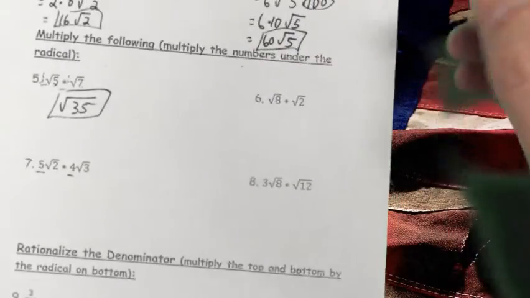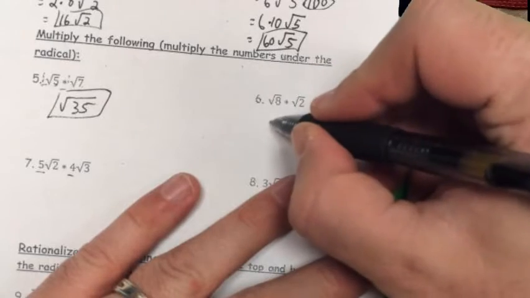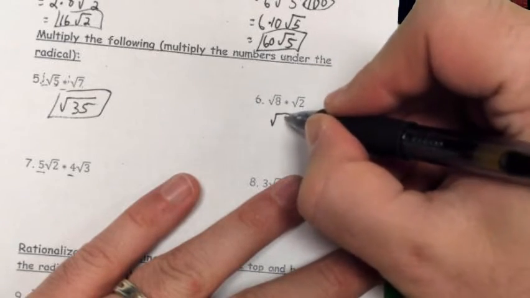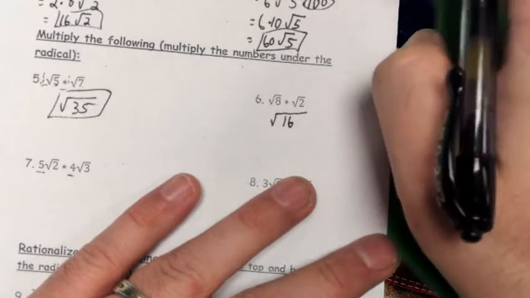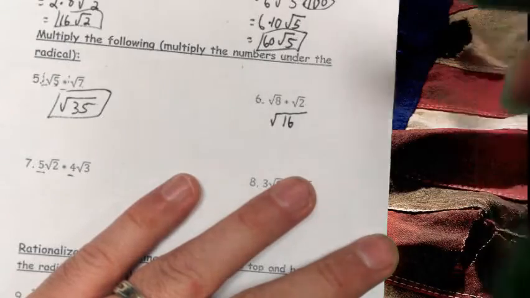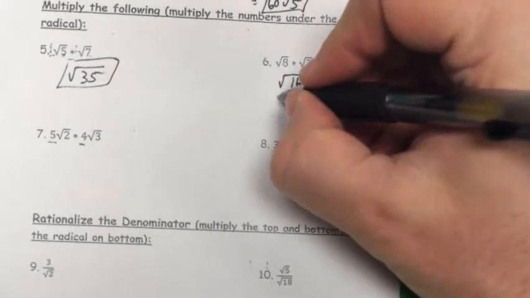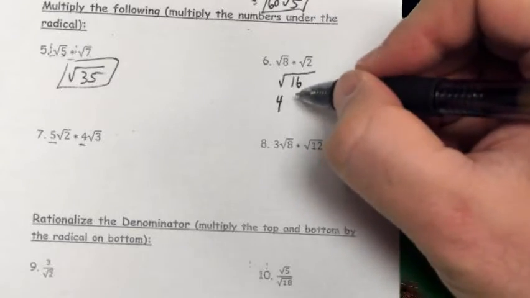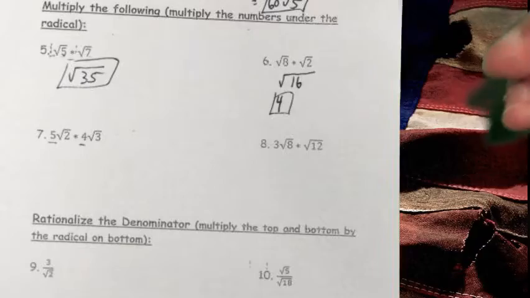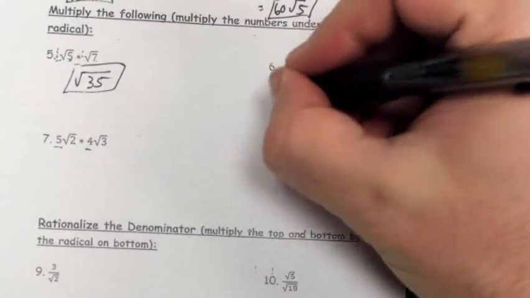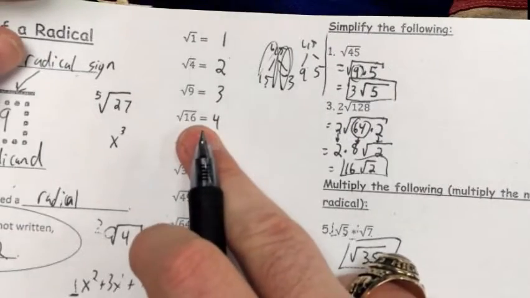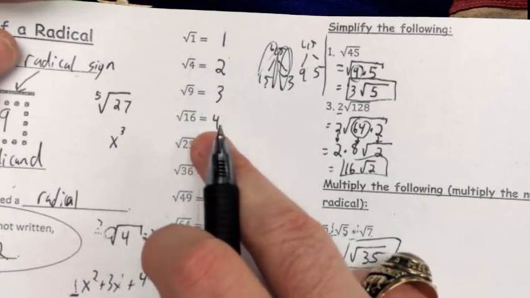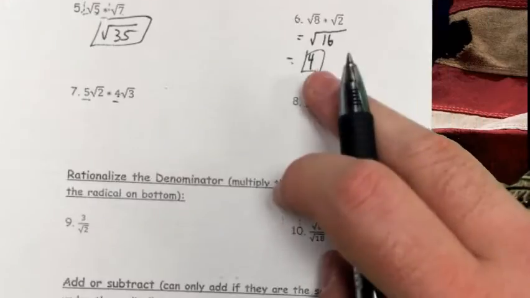All right, on number 6, again, no coefficients to worry about. So this comes down to the square root of 16. 8 times 2 is 16. Now, since 16 is one of my perfect squares, the square root of 16 is just 4. In this case, there's nothing left on the inside, so I don't even write the square root anymore. It's just 4. This is just a more complex version of that. Okay, notice there is no square root sign. It's just 4, which is why I just have 4 there.